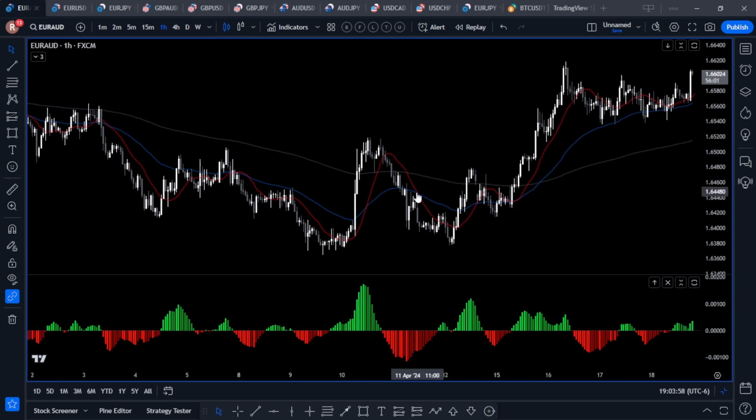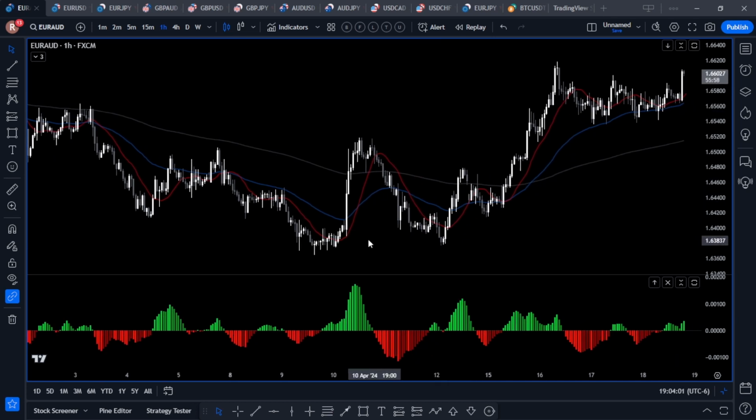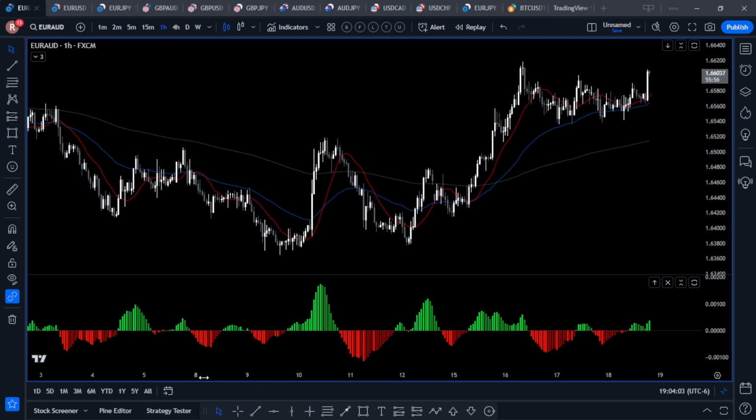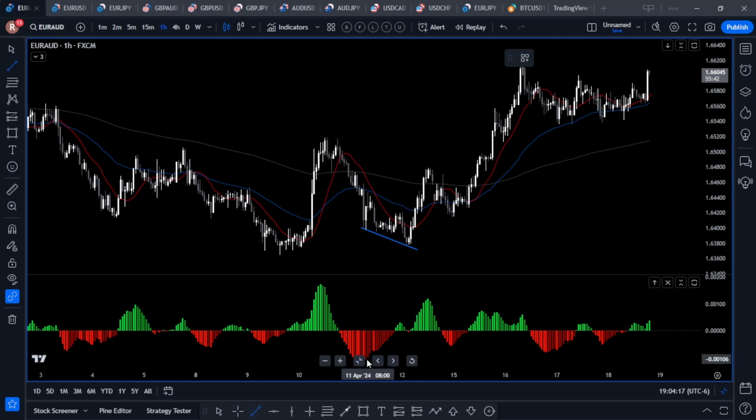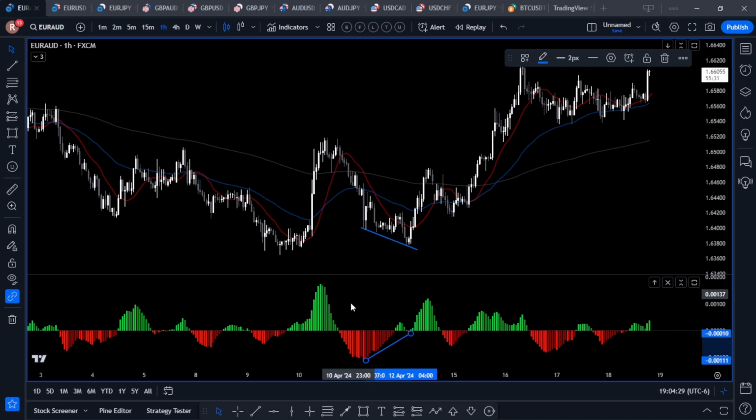Here's some good examples of this divergence. What we see is a low right in here and a lower low. And you'll often find divergence marked with trend lines. This is just showing you that you've got the price making a lower low. And if we take a look at the lows of the MACD here, we'll have the MACD making a higher low. That's the wrong low. There we go. Do the right lows. We've got the MACD making a higher low and the price making a lower low.